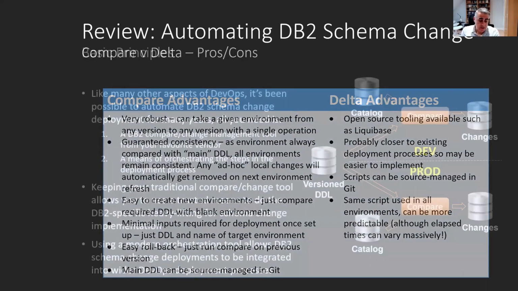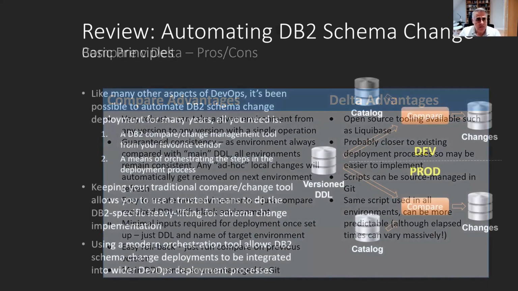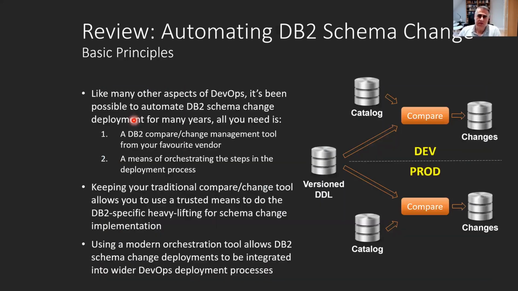Like many other aspects of DevOps, I think it's fair to say there's probably nothing new under the sun. So the whole prospect of automating schema change, and again, I've used the compare approach here in this example, it's been possible to do this for many, many years. So IBM, BMC, Broadcom, CA, Platinum way back in the day, have all provided tooling for many decades now around DB2 for z/OS to allow you to do this compare, generate an execution script and go away and run that. So that's been available for many years.